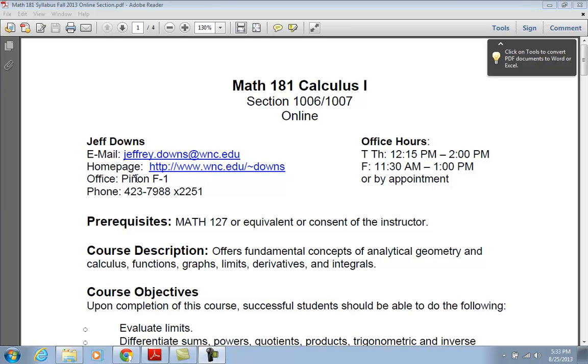My office is on the Fallon campus, Pinion F1. My office phone number is 775-423-7988, extension 2251. Office hours: Tuesday, Thursday, 12:15 p.m. to 2 p.m. and Friday, 11:30 a.m. to 1 p.m. or by appointment.